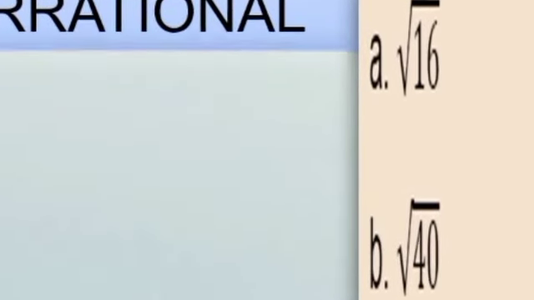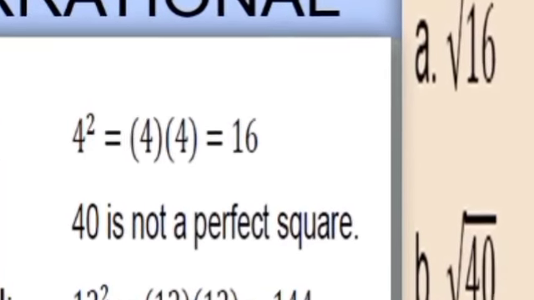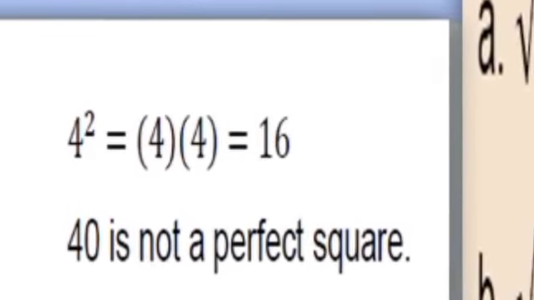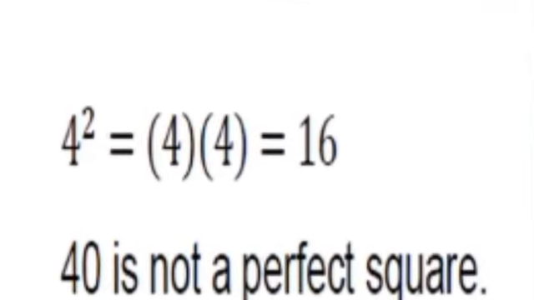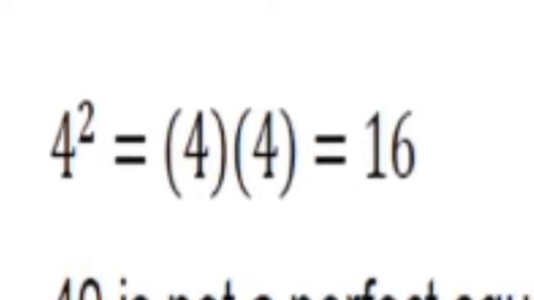So for letter A, letter A is rational. Why? Square root of 16 is 4. 4 times 4 is 16. This means we have a number that, when multiplied twice, is equal to the radicand.